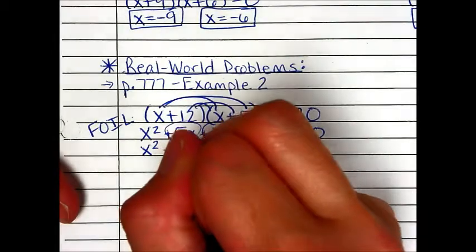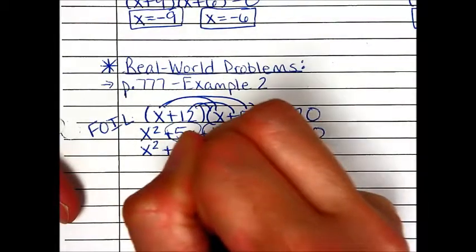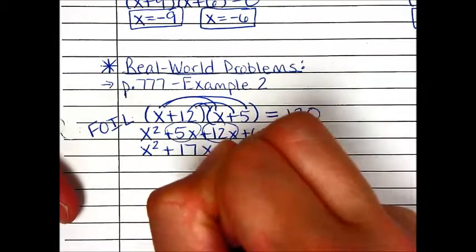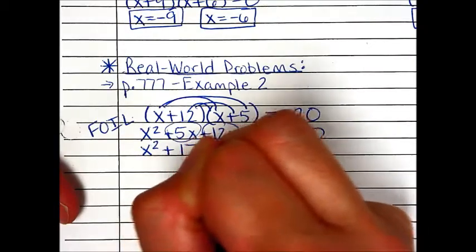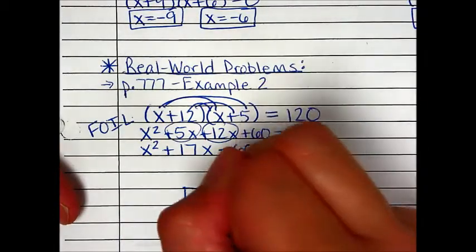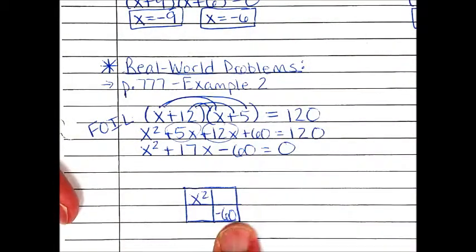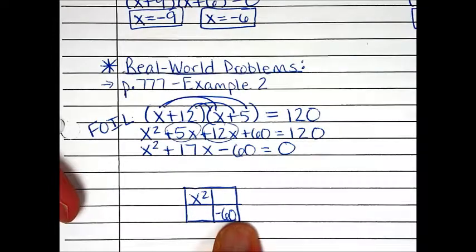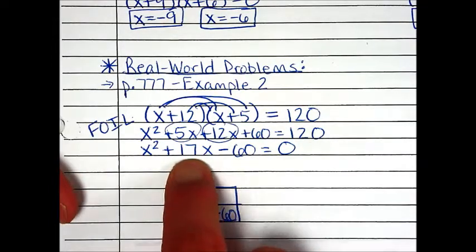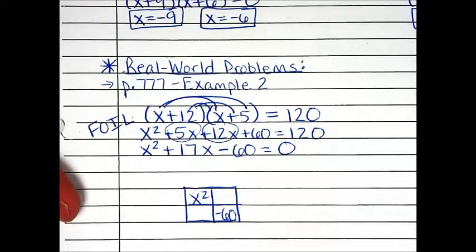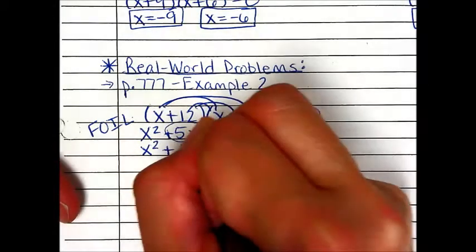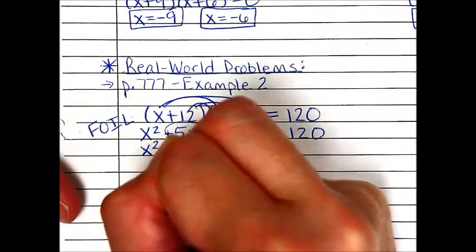So now I'm going to draw the box. And in my box, I'm going to put x squared in the top left. I'm going to put negative 60 in the bottom right and ask myself, what can I multiply to get negative 60? But it has to add up to 17. It is going to be negative 3 times 20.